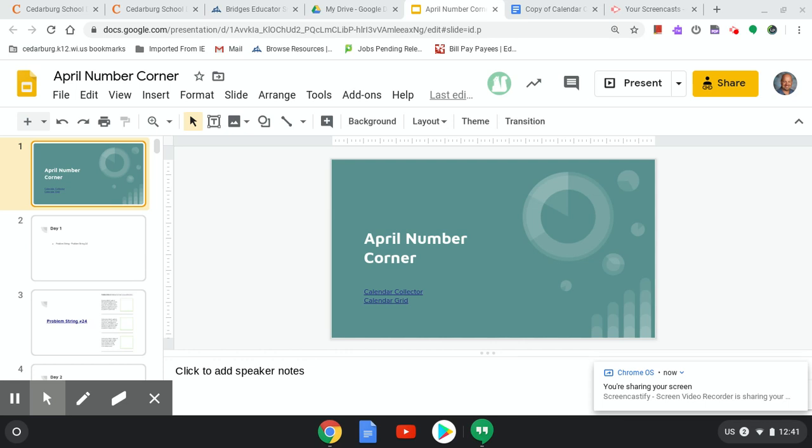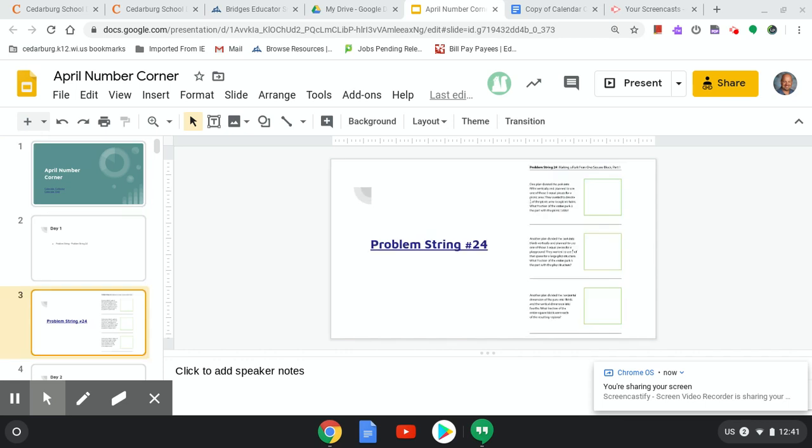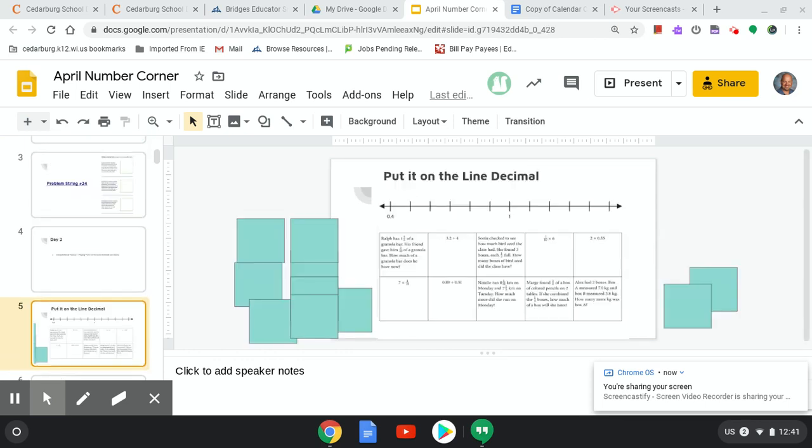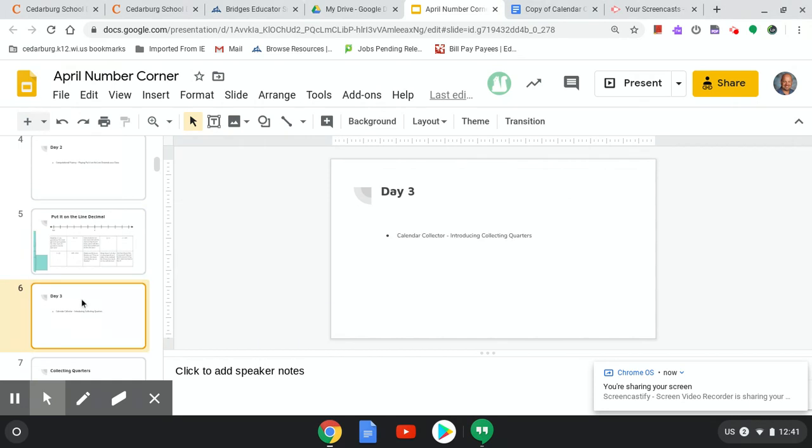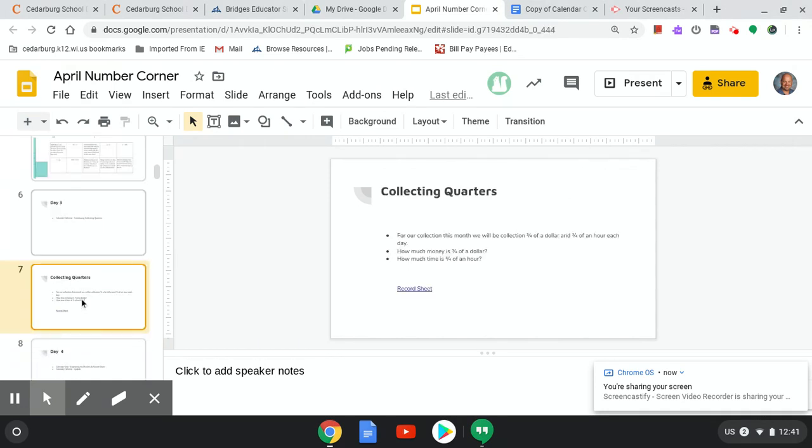So today we're going to be starting our first collection, and that first collection is collecting quarters. In collecting quarters, there's a couple things you're going to be doing. We're going to be collecting 3/4 of a dollar and 3/4 of an hour each day. In your mind, think about how much money is 3/4 of a dollar, and then compare that to 3/4 of an hour. There are two different totals.